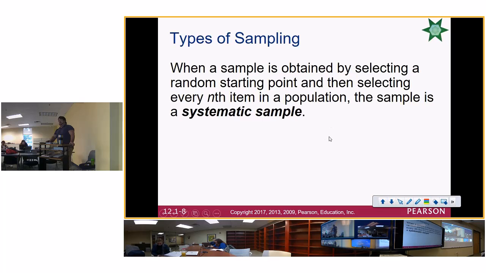Systematic sample. This is the second best. Now, why would you use a systematic sample? Time and what? Money. Instead of sending out 100,000 surveys, you could just cut it and say 10,000 surveys if you did the last person on each page of the phone book.